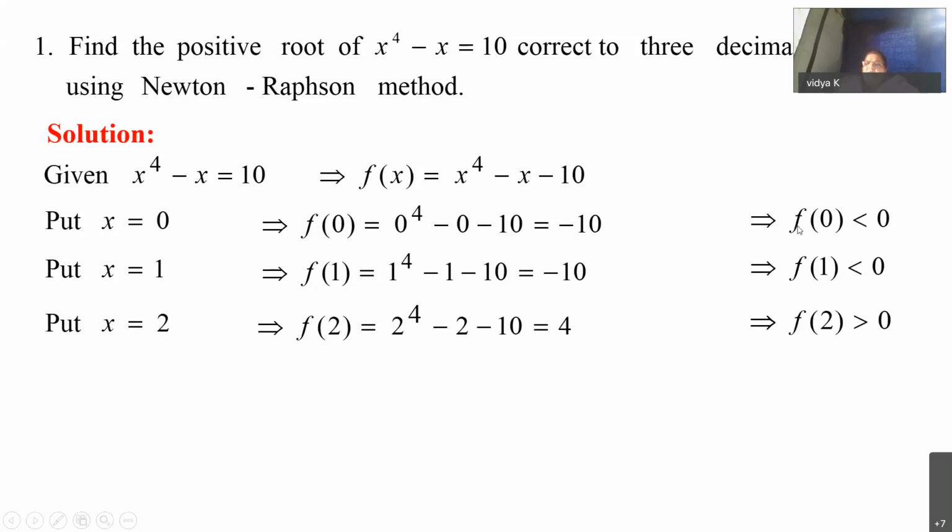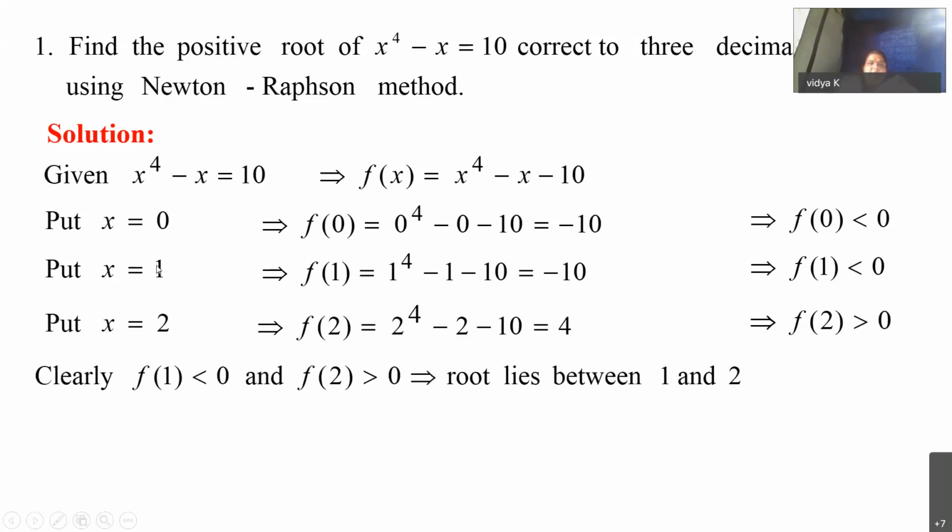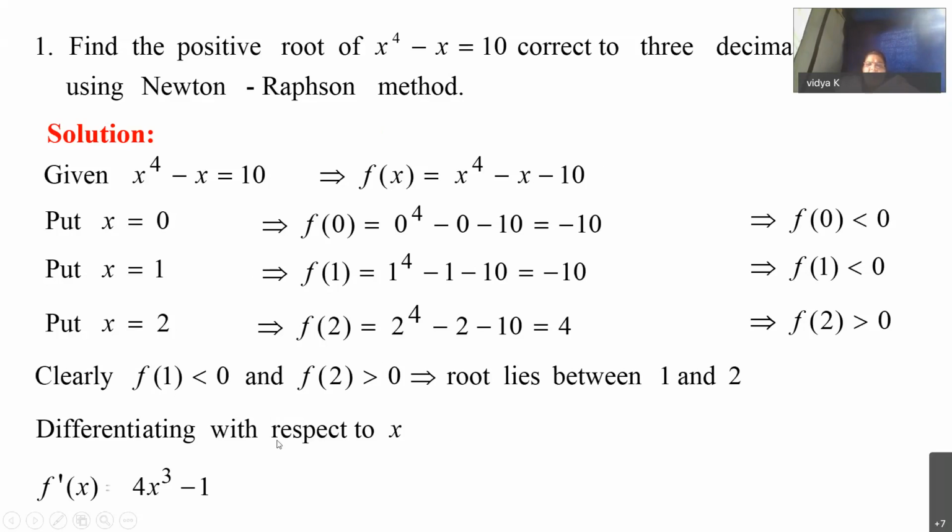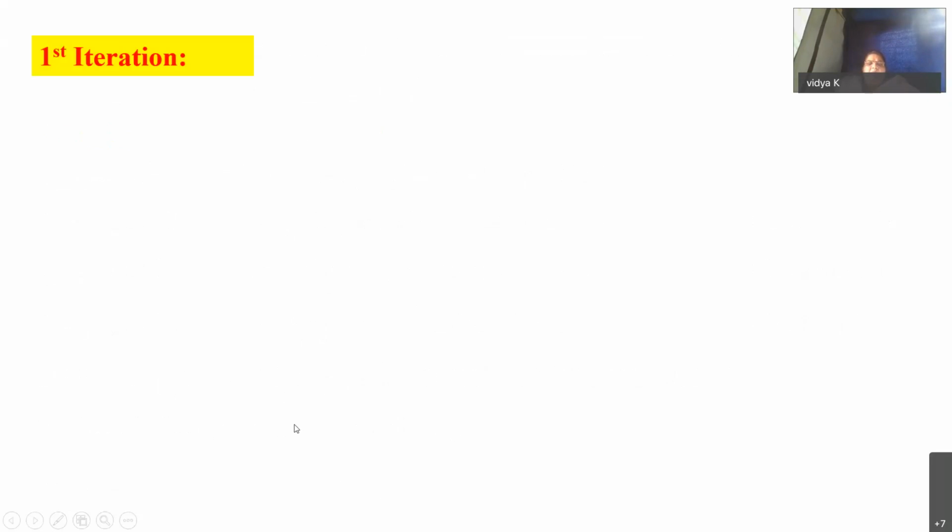So this is negative, this is positive. Functional values differ by sign at those values of x. Therefore the root lies between 1 and 2. Here there is no need to make the difference between them much smaller as you did in regula falsi, because Newton-Raphson has faster convergence. It is enough. So among 1 and 2, you take any one of the values. Either you take x as 1 or 2, or in between any value.